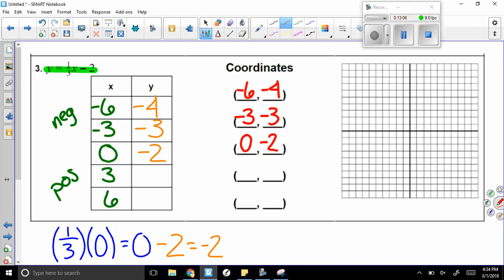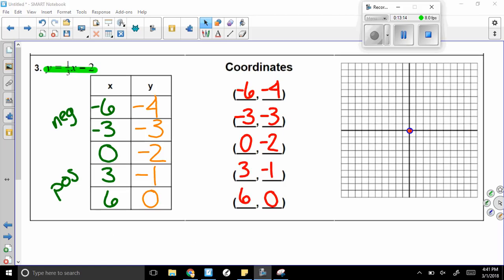Now we're going to pause the video, and you're going to try to take that 1/3 fraction and multiply it times 3 over 1 and 6 over 1. Okay, now take a look at your chart. Your table should look like ours if you finished multiplying the 3 and the 6 by 1/3. So you should have gotten a -1 and a 0 and filled in the coordinates. Now we're going to take all of our coordinates and plot them on our axis.